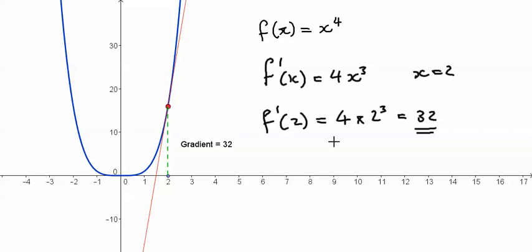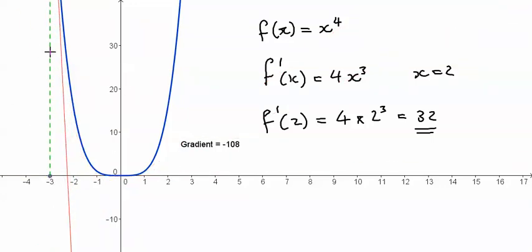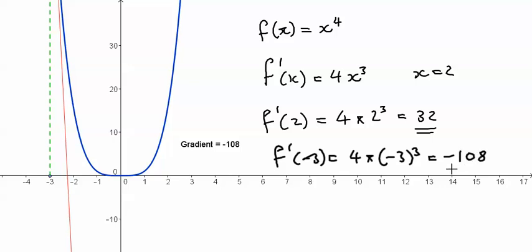So that's the purpose of this derivative function. It tells you the gradient anywhere on the graph. All you have to do is substitute in the x value of that particular point. So if I want to work it out at, let's say, -3, I would just do f dash of -3, because that's the x value here, and do 4 times -3 cubed. That'd be 4 times -27, which is -108. So that's the gradient at -3. Even though we can't see the coordinate, the computer's telling us it is -108.